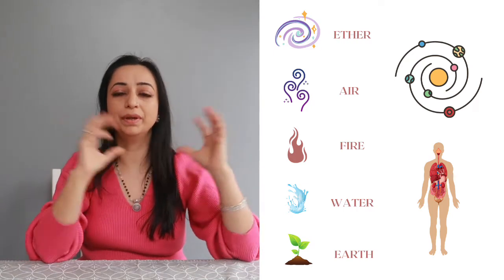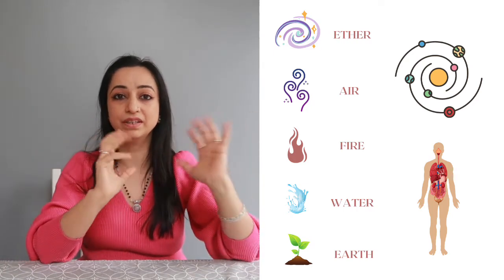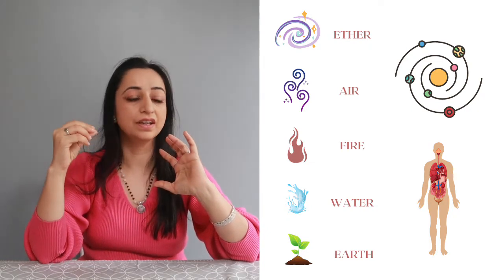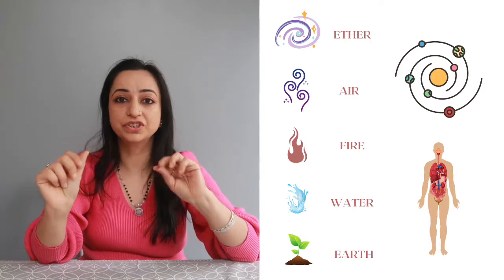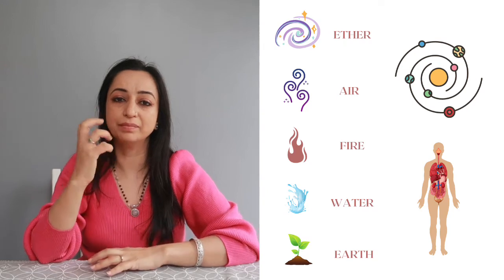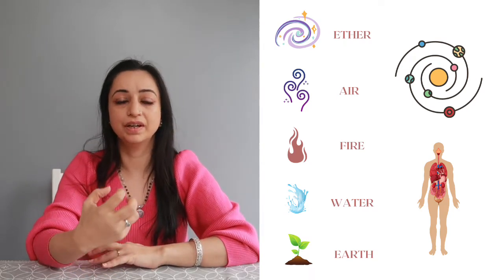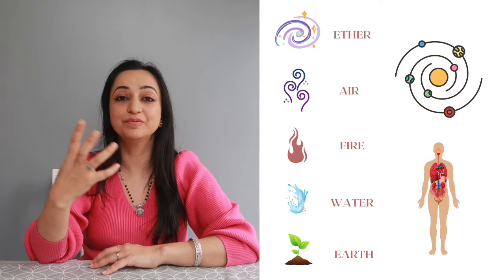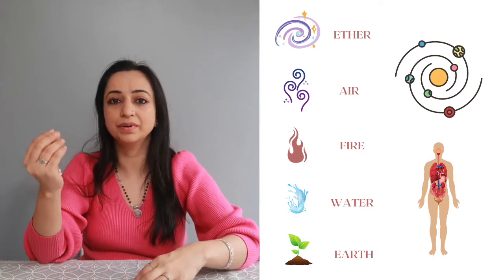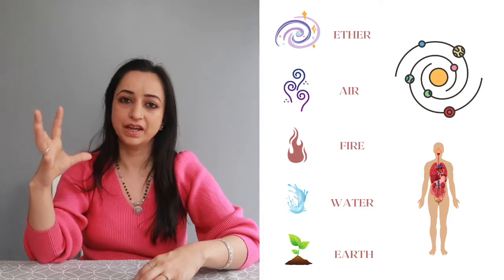And so when the Big Bang happened, there was ether, which is space. Then with movement started air. Then there was friction, and that created fire, and that became more dense and liquid, and it became water, and it became even more dense and concrete, and it became earth. And these 5 elements constitute everything that's in the universe, including ourselves.